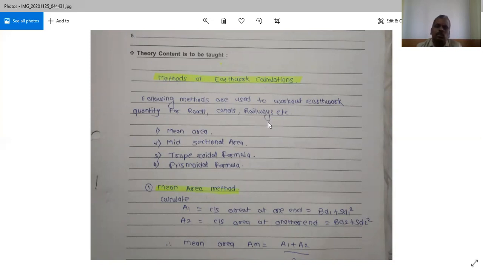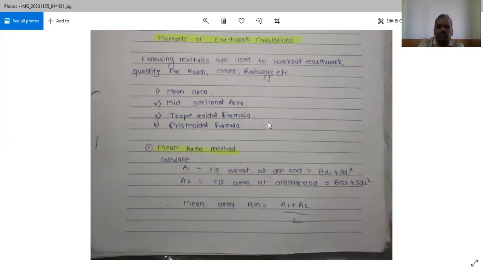The second one is the mid-sectional area method. Suppose there is a total trapezoid of 20-meter length, then you have to find the area of the section at the mid, and accordingly multiplied by length it will give us the volume. The third method is the trapezoidal formula, and the fourth one is the prismoidal formula. So we'll start with the mean area method.